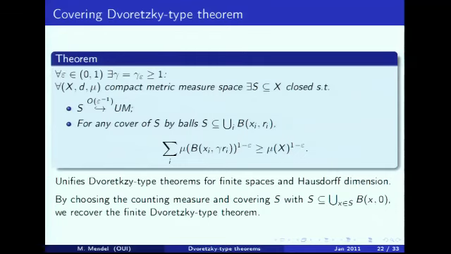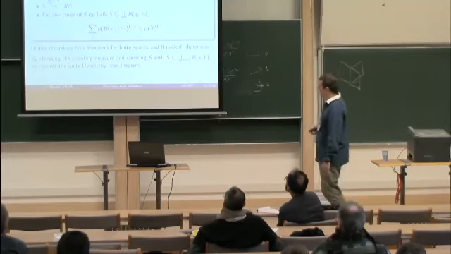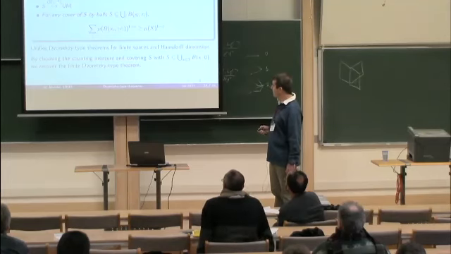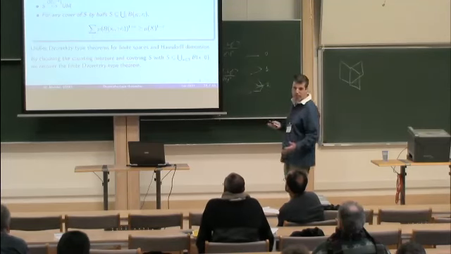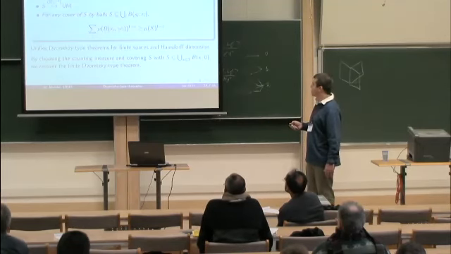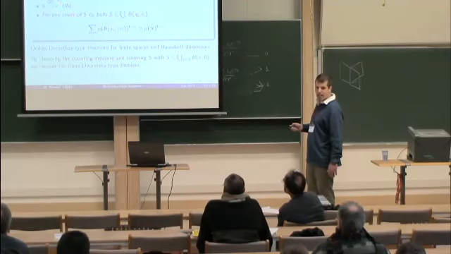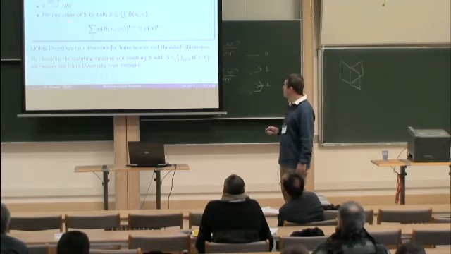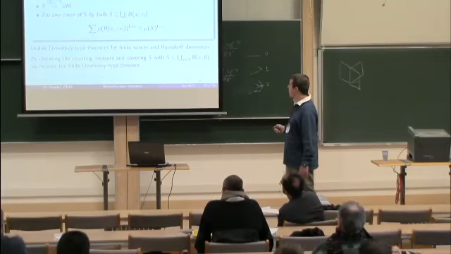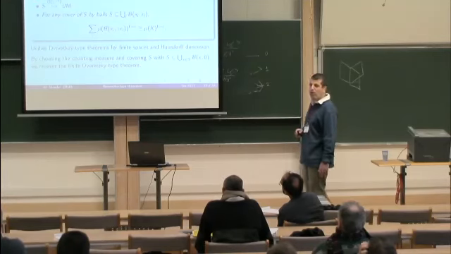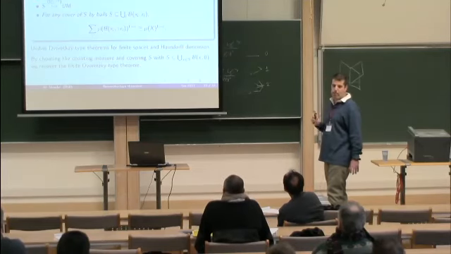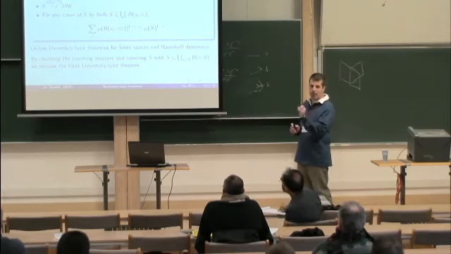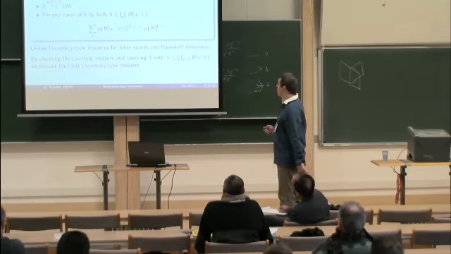The Dvoretzky theorem for finite metric spaces. And the way to see it: if X is finite, then you can take the counting measure on it. And this theorem says that you can find inside it a subset S which is 1 over epsilon approximate ultrametric, and it has this property which works for any cover. Now all you need to do is to use the trivial cover of S by singletons, by balls of radius 0 around the points of S.